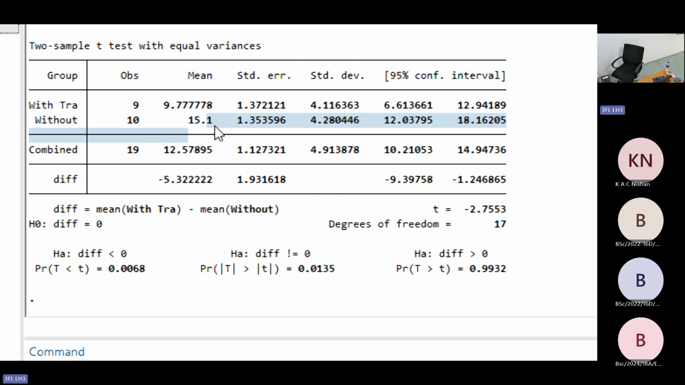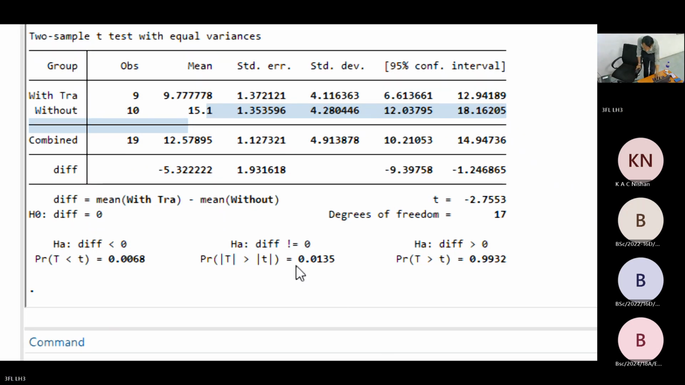Any child could say that there's a difference. 9.77 and 15.1 is different. Any person can tell. But the problem is, is there a significant difference? That's what we will be doing. To check whether there is a significant difference, you perform the test. And you can see here, in the middle of the screen, the significant value is given. What's the value? It's 0.0135. Can you see that?